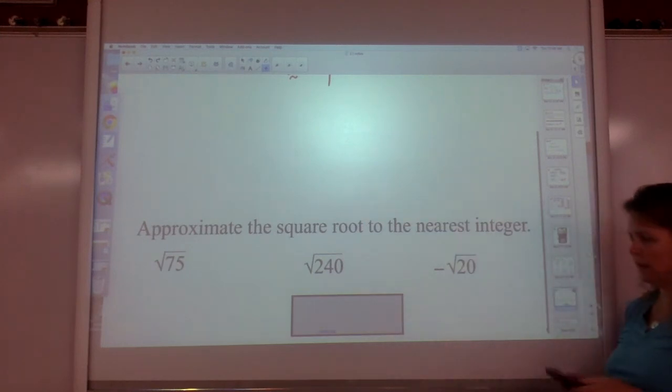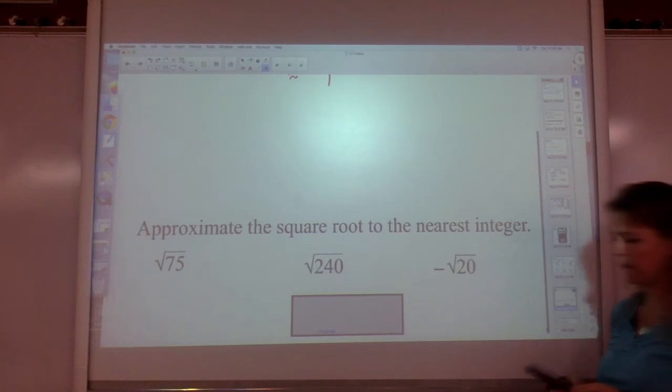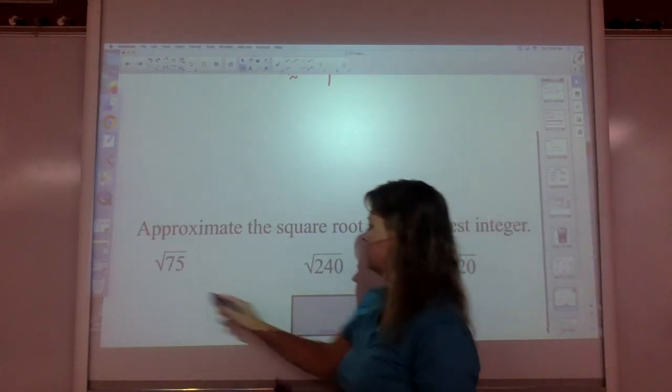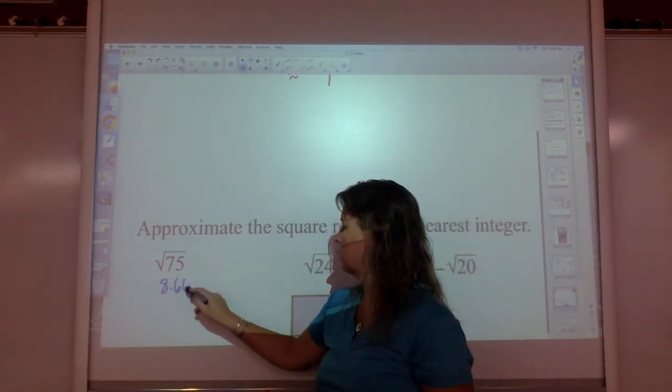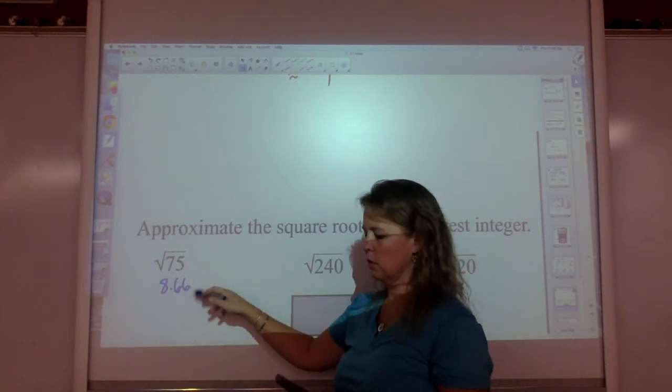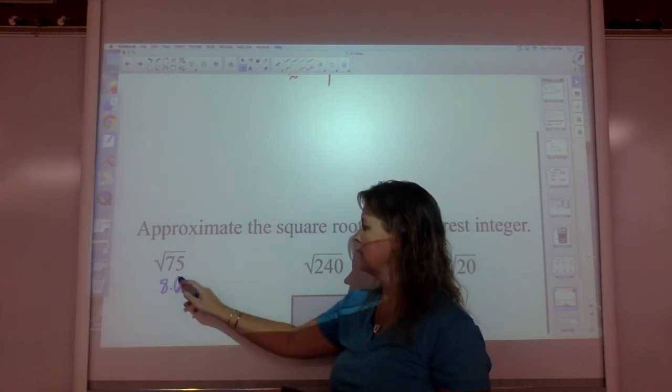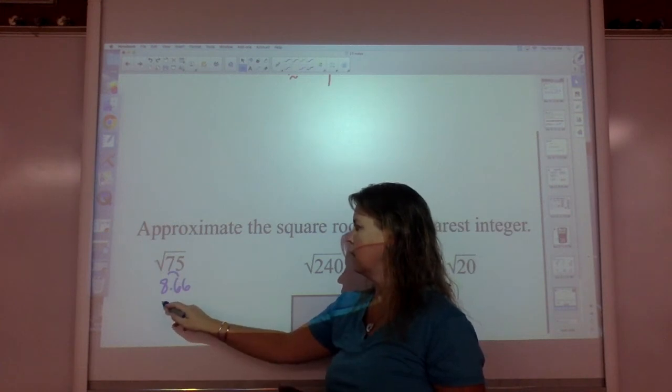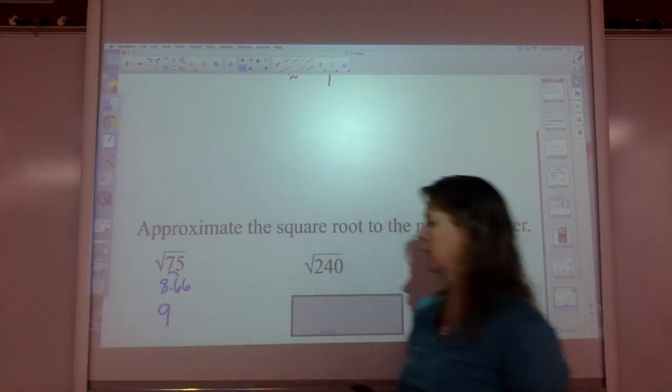And as you go ahead with these, you take the square root of 75, and you get 8.66. Keeps going, 0, 2, 5, 4, 0, 3, 8. 6 is higher than 5, so that rounds up to 9.